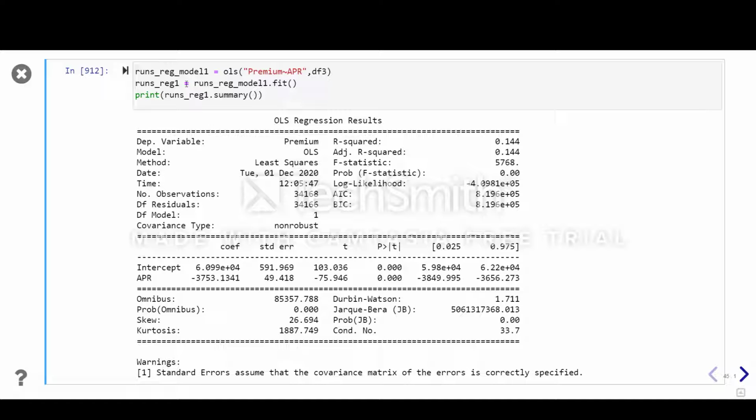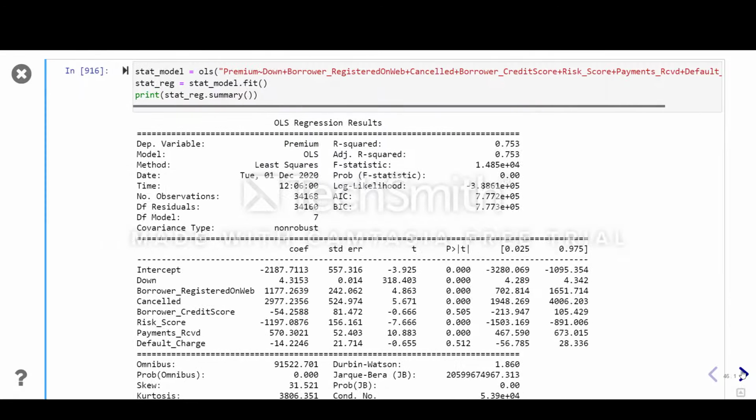And then I did regression models on APR. APR was the lowest of these, just a 0.144 R squared value, which isn't very good, but it was better than some of the others. The best one we had was comparing all of the variables that I had narrowed my criteria down to, and that had a 0.753 R squared, which is pretty good, a 75% relationship.